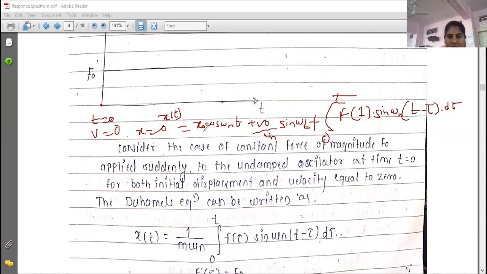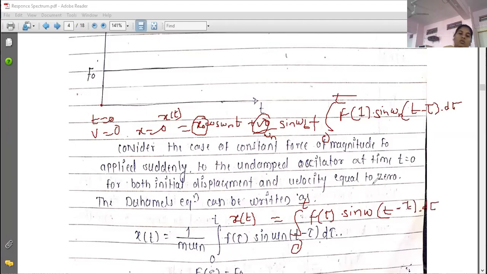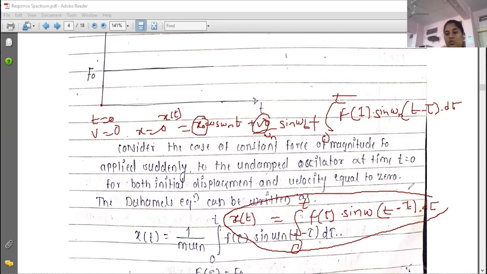But if we consider the initial boundary conditions, x naught will become 0 and v naught will become 0. The remaining equation of this Duhamel's integral for constant force is that x of t will be only the last term, the integral from 0 to t of f of tau into sine of omega n into (t minus tau) d tau. So by applying these boundary conditions, the remaining factor, the Duhamel's integral, indicates the effect of this constant force on the loading.